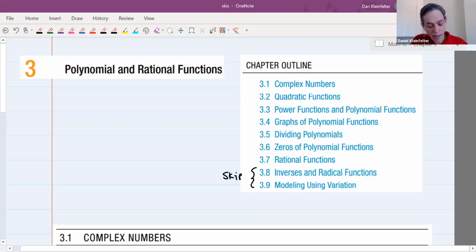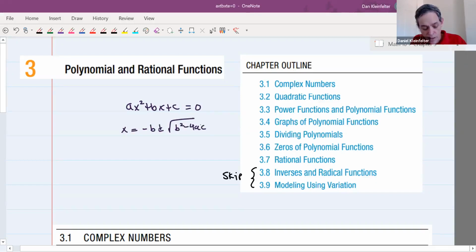An easy way to describe what this is about: you may have forgotten the specifics, but you're probably somewhat familiar with the quadratic formula, which is used to find the solutions to any degree 2 equation, right? Any quadratic equation. So this chapter is about trying to find the solutions for equations that have higher degree. And we're able to do that for certain kinds.